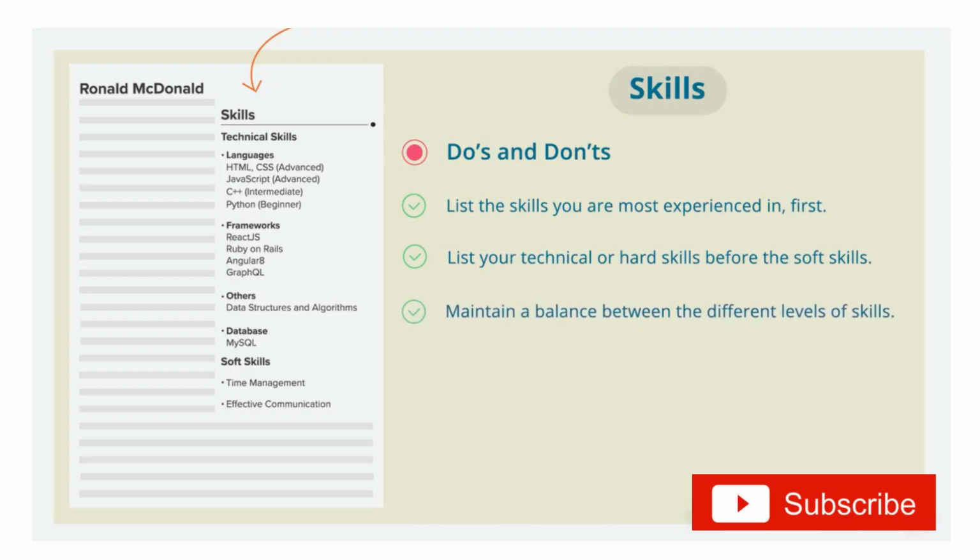Try to maintain a balance between the different levels of skills that you mention on your resume. Listing yourself at an advanced level in every skill might not seem realistic to the employers. But at the same time, make sure you don't undervalue your skill level as well.